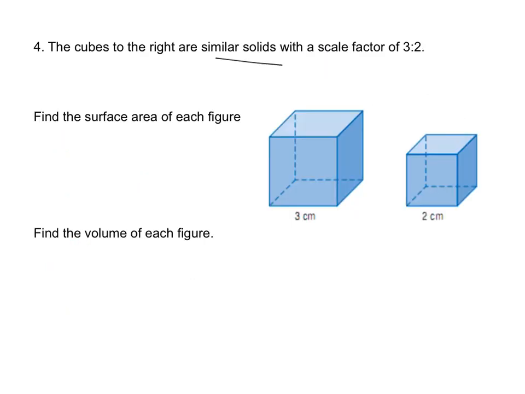So the cubes to the right are similar with a scale factor of 3 to 2. They're cubes, so everything here is 3, and everything here is 2. Find the surface area of each figure and find the volume of each figure.